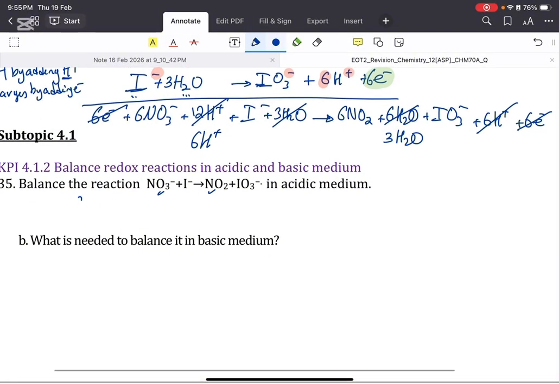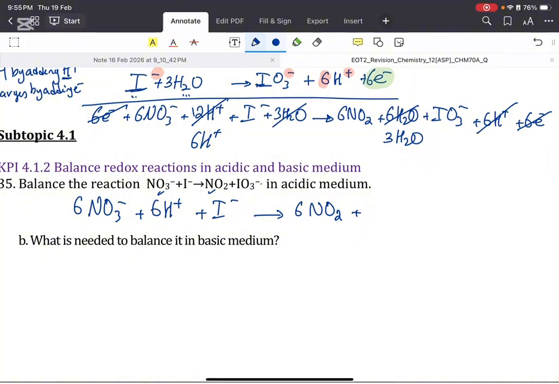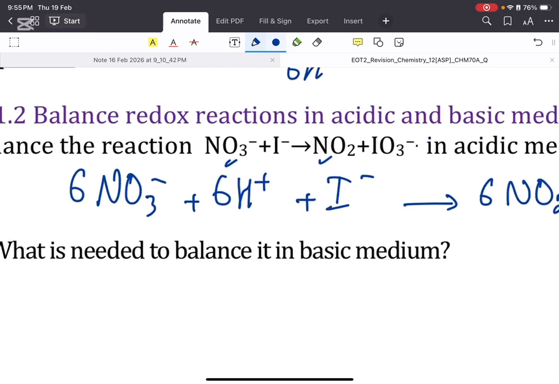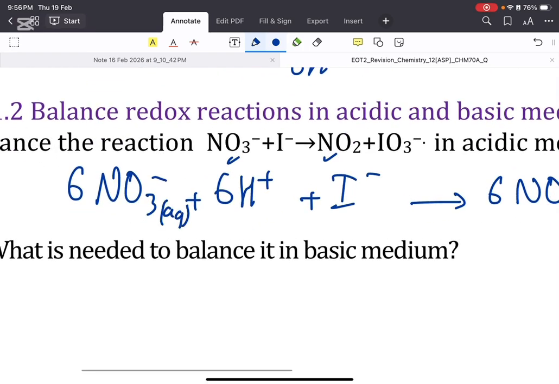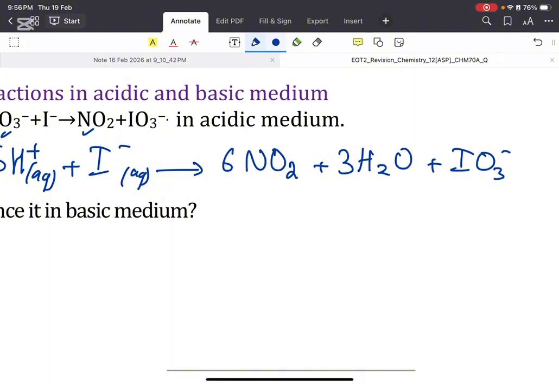Now I'm gonna copy it here. 6 NO3 minus plus 6 H plus gives 6 NO2 and 3 H2O and IO3 minus. Please don't forget the physical states. Now in here it's not written, but in your exam it will be given, so you just copy them as they are.